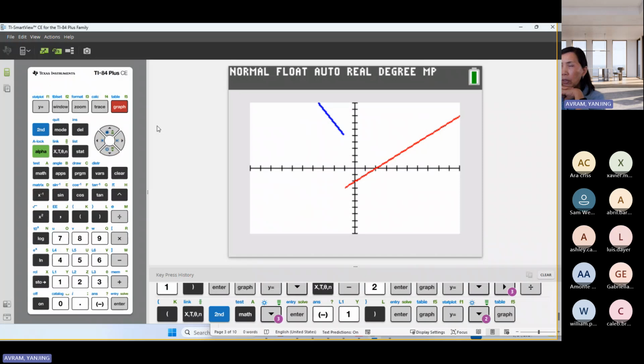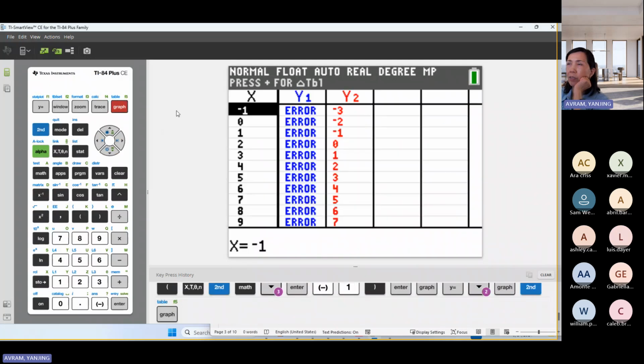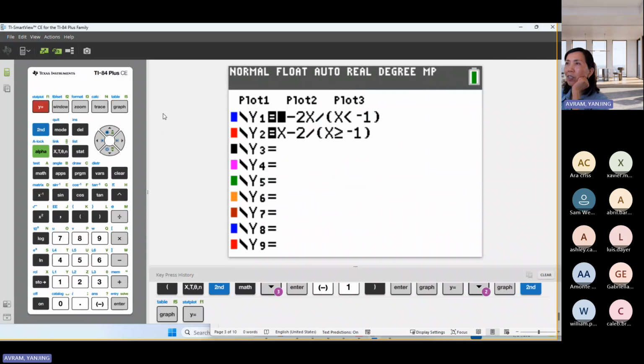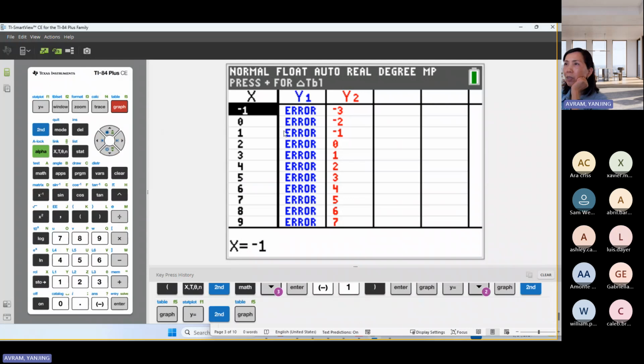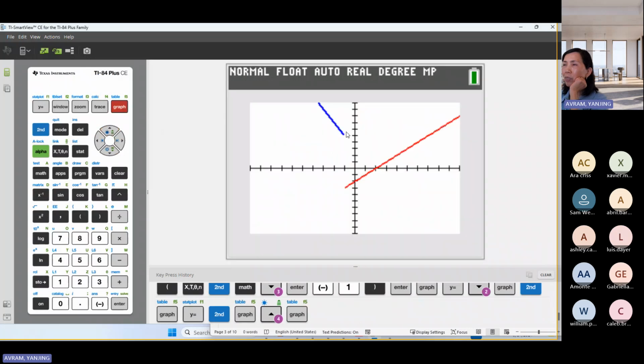All right, any questions? And then if you go to the second graph, you can see the table. Look at it. For the y1, since you specifically say x should be less than or equal to -1, when x is not less than or equal to -1, this will give you all errors, right? And the other one, y2, is similar, giving you an error because it cannot graph, because you specifically put a domain in here for the x.